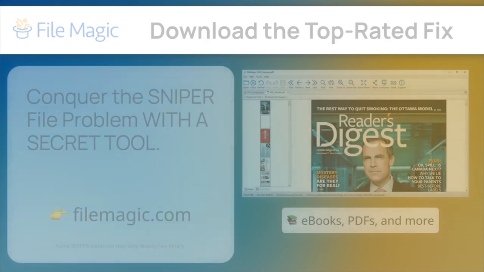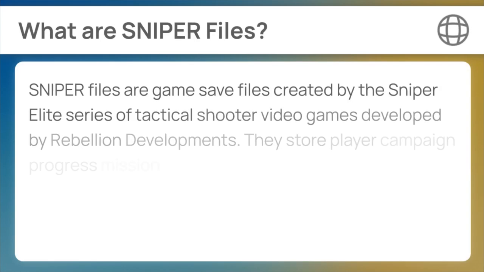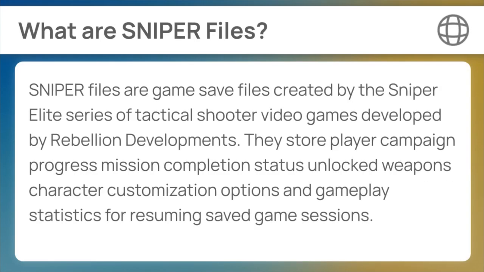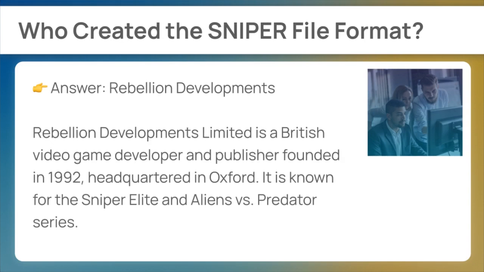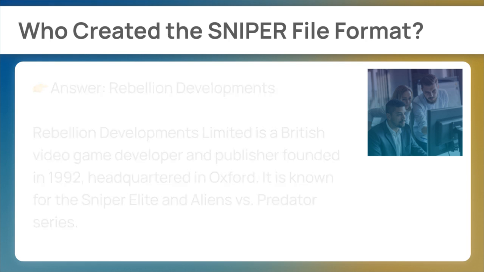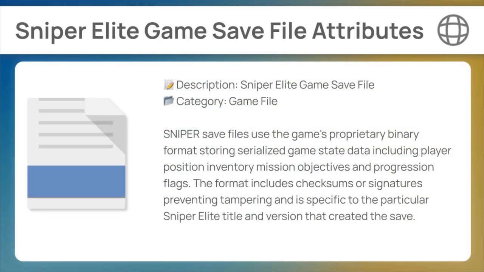Sniper files are game save files created by the Sniper Elite series of tactical shooter video games developed by Rebellion Developments. They store player campaign progress, mission completion status, unlocked weapons, character customization options, and gameplay statistics for resuming saved game sessions. Sniper save files use the game's proprietary binary format, storing serialized game state data, including player position, inventory, mission objectives, and progression flags.